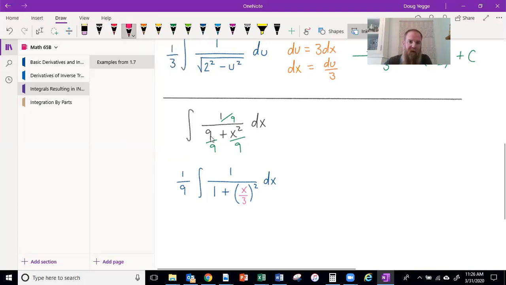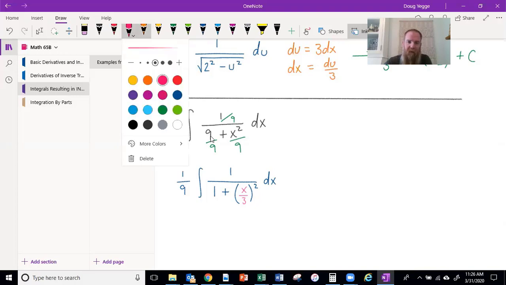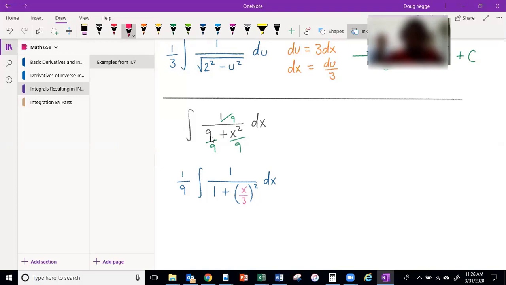Just out of curiosity, do you see me playing around with the pencils up top? Yeah. Yes. Yeah, cool. All right.